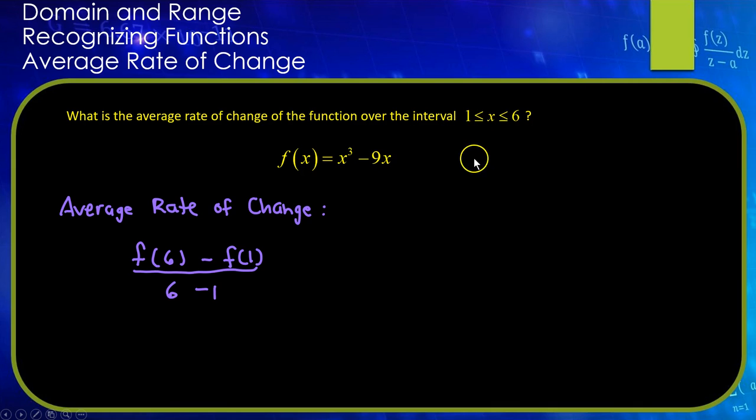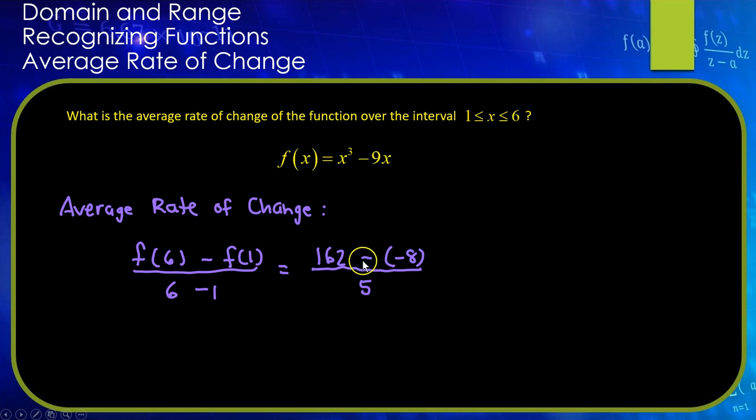So if I choose to do f of 6 minus f of 1, I'm going to do the 6 minus 1 down here. So that means I've got to go to the function f of x, replace the x with 6, and calculate what this is. Then do the same thing for 1. I've got to plug in 1 here and see what that is. I plug the 6 in, I get 162. I plug the 1 in, I get a negative 8.